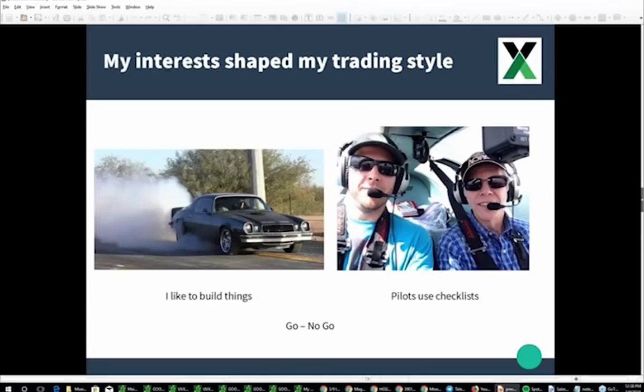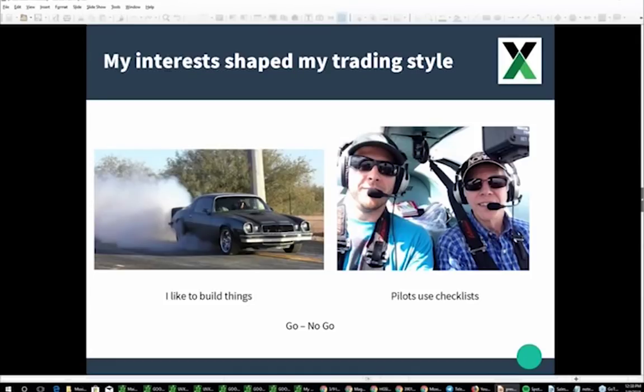So my interests really have shaped my trading style. This is my 1977 Camaro on the left. I actually built that when I was in high school. I still have it. That's a relatively recent picture. The point I'm making is that I like nuts and bolts. I like to work on things. I like to build things. I like the go, no-go feature that mechanical things offer. The bolt's either going to fit or it's not going to fit. Same with the part. This really allows me to take that same mindset and structure and apply it to stock trading.